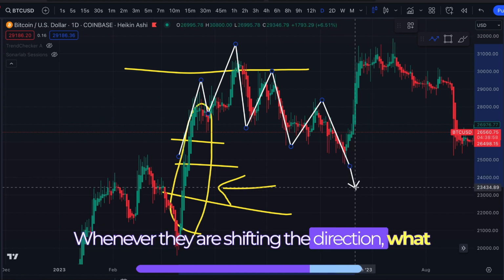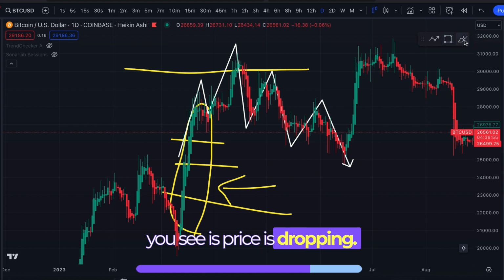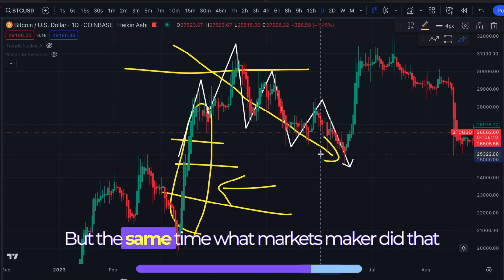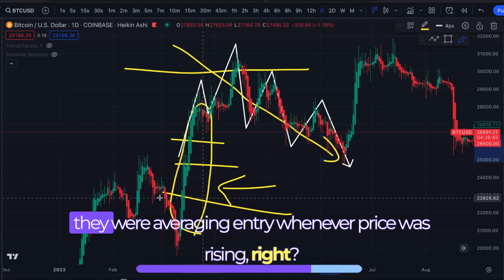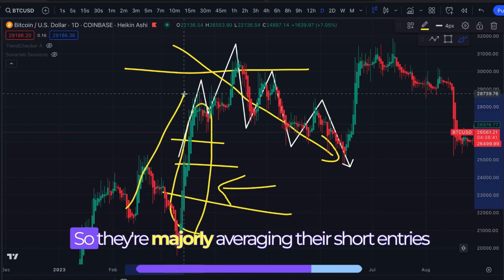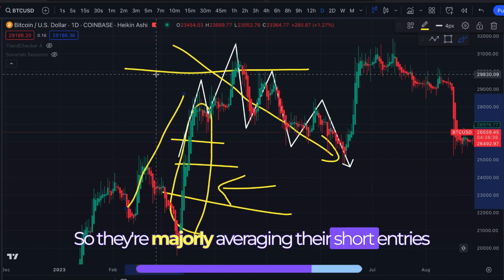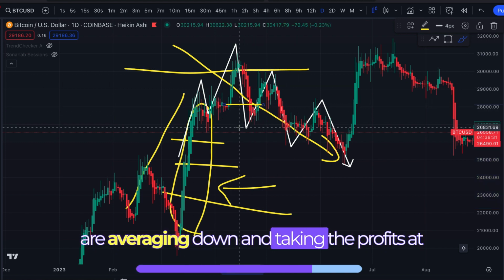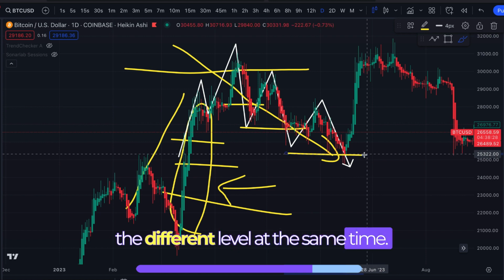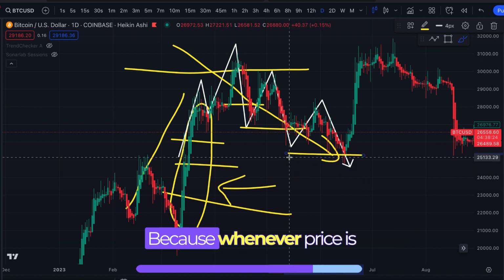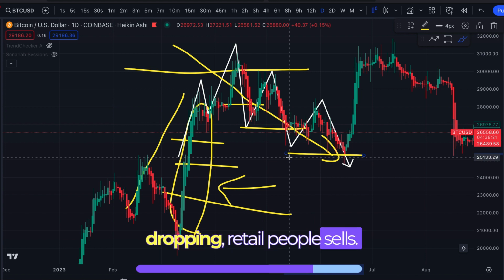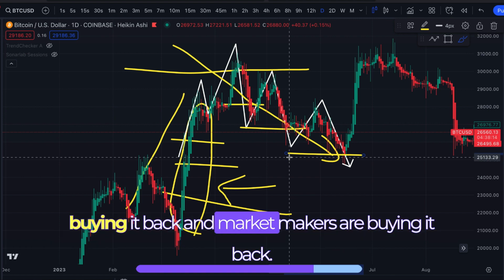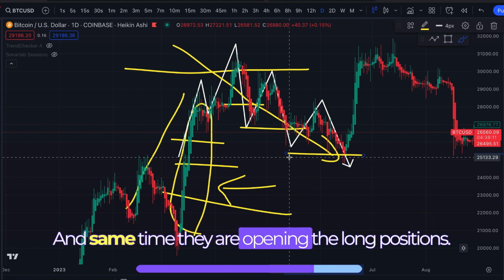Whenever they are shifting the direction, what you see is price dropping. On the chart it's showing you that price is dropping, but at the same time what market makers did is they were averaging their entry whenever price was rising, right? So they're majorly averaging their short entries when the price was going up, and whenever the price is going down, they are averaging down and taking the profits at different levels. At the same time they are going long again, because whenever price is dropping, retail people sell. So if retail people are selling, then market makers are buying it back, and at the same time they are opening the long positions.